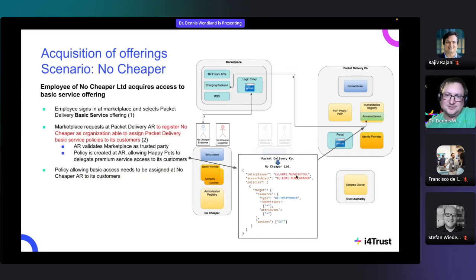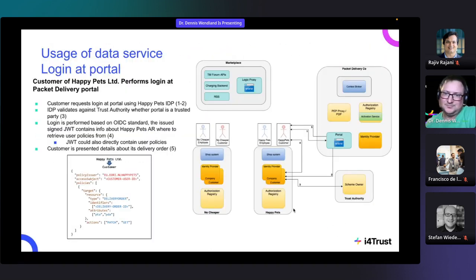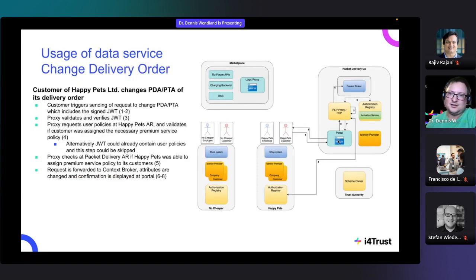For NoCheaper, it worked similarly, but the policy that was created doesn't contain the patch permissions. And now when accessing the service, I was this customer. So I entered this portal of the packet delivery company, also chose the IDP, which in this case was the IDP of the Happy Pets company. And after login, I requested details about a particular delivery order and performed this patch operation.